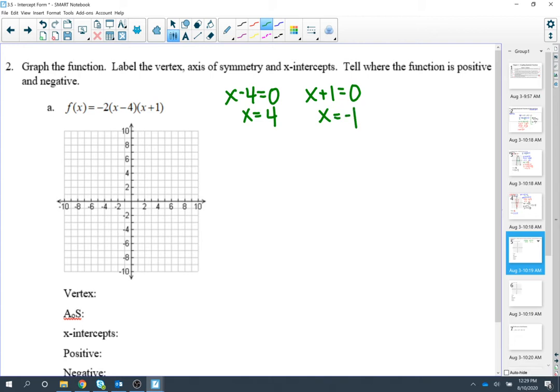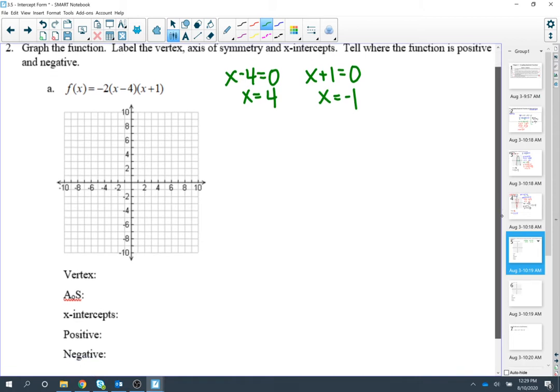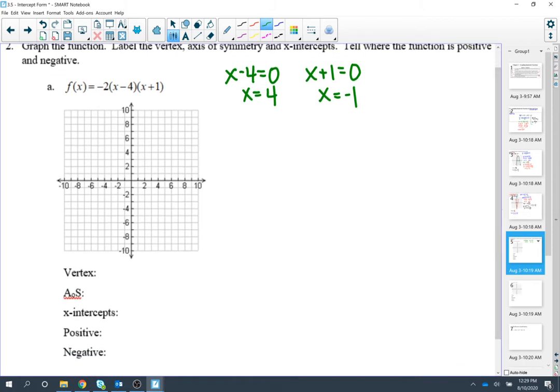So my x-intercepts, you can choose to write these in a couple different ways. One of them is writing them as an ordered pair, so you could write (4, 0) and (negative 1, 0). Most students I find just like writing x equals 4, negative 1. That's probably the easiest way. I am okay with that. It depends on your teacher. Some teachers might argue about that, but I'm okay with that. And then we're going to put them on the graph.